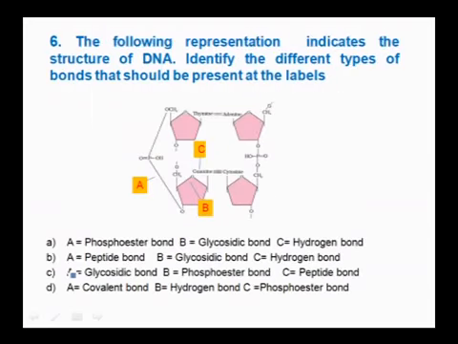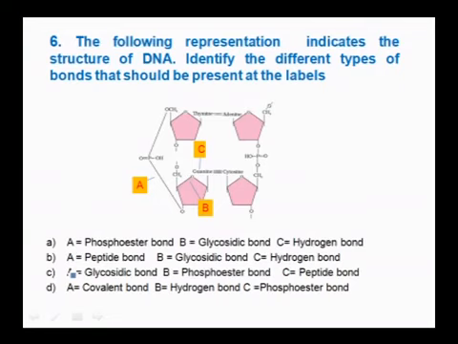Sixth one is indicating the structure of DNA, and we have labeled the different bonds present in them. We have to identify the different bonds now.